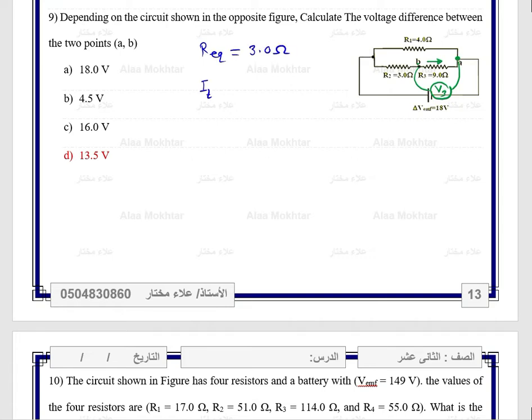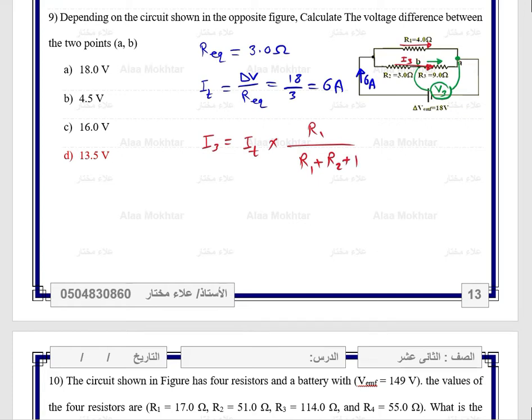So we can calculate I total equal delta V over Req, equal 18 over 3, which is 6 amp. The total current is 6 ampere. This current will be divided into branches. There is a current in this branch and a current in this branch. We need I3. How can I get I3? I3 equal I total times R1 over R1 plus R2 plus R3, so I3 will be 6 amp multiplied by 4 divided by 4 plus 3 plus 9.